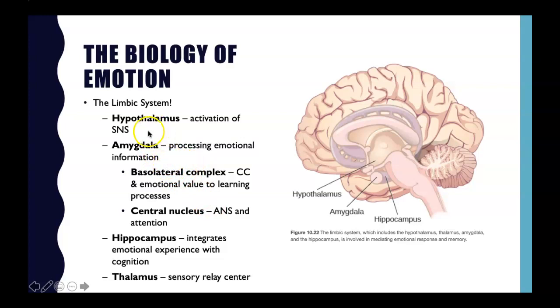The hypothalamus, on the other hand, is going to be responsible for the activation of the sympathetic nervous system. So that's that fight or flight response, right? And then finally we have the thalamus, which is going to be our sensory relay center. So that's going to be responsible for taking in the sights, the sounds, and different sensory information that may cause us to have some emotions.